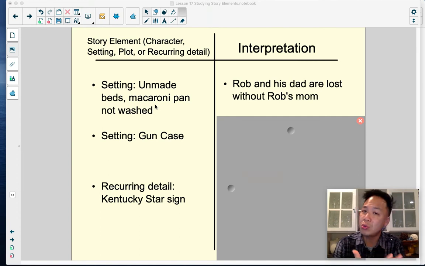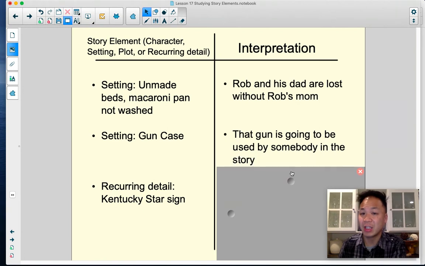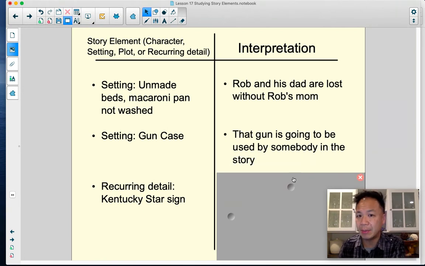So what we're doing is we're trying to use those little teeny tiny details to figure out what Rob and his dad are like, because Kate DiCamillo clearly wants us to see that. So let's try this gun case. Now, you've probably noticed it too. Why did she include that? What would she want with putting that in there? Well, the only thing I can think of is that the gun's going to be used by somebody in the story, maybe against somebody in the story.